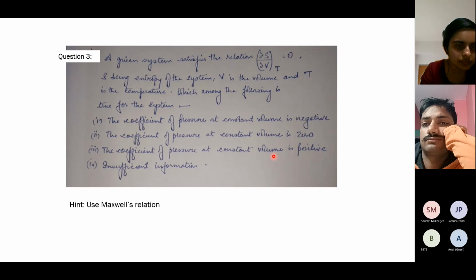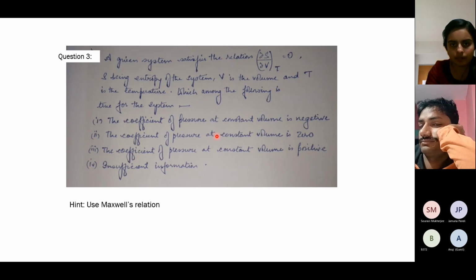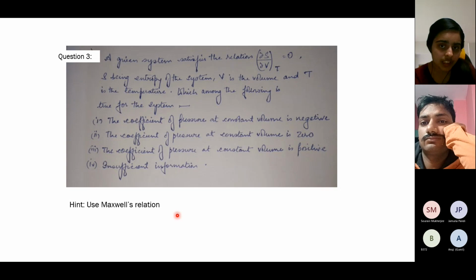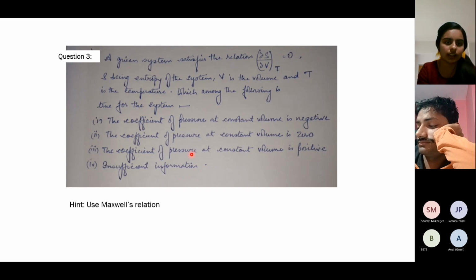Okay, so now this is the next question. This question is quite similar to one of the questions in your third assignment, as I saw. Here, a given system satisfies this relation. Can you tell me which among the following is true for this system? The hint is to use the Maxwell's relation. First you have to decide which Maxwell's relation to use, depending on the options given here. Then can you tell me which is the answer?